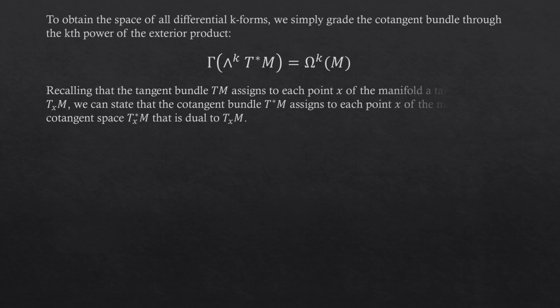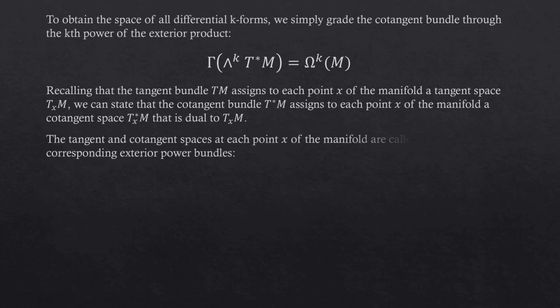Recalling that the tangent bundle TM assigns to each point x of the manifold a tangent space T sub x M, we can state that the cotangent bundle T star M then assigns to each point x of the manifold a cotangent space T star sub x M that is dual to the tangent space at a point x on the manifold.